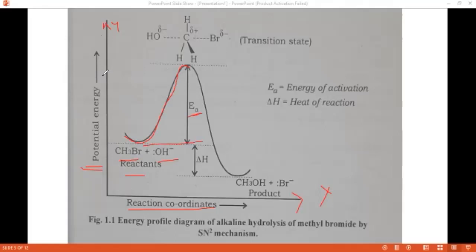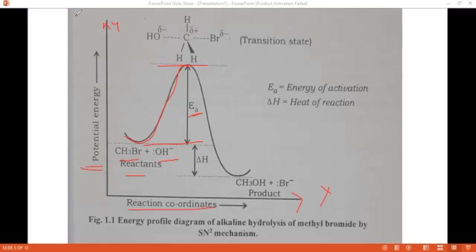What is the energy of activation? The energy required for the reactant molecules to go to the excited state is called the energy of activation, EA. Here we mention the transition state. This is the transition state because the SN2 reaction is a one-step reaction. Bond formation and bond breaking take place simultaneously.